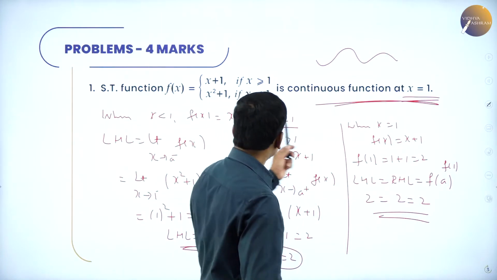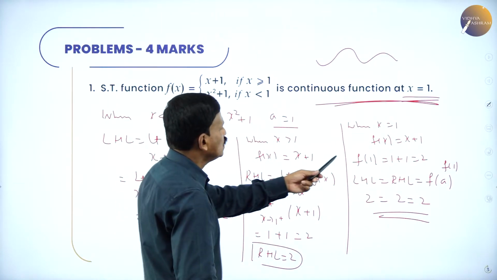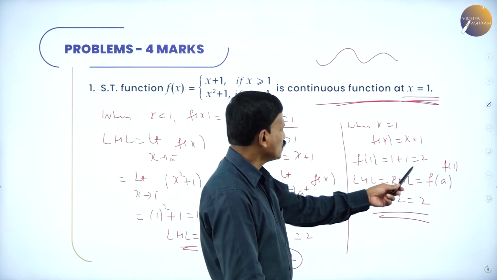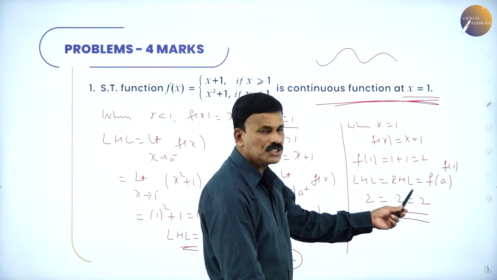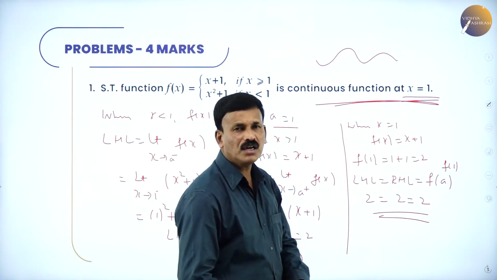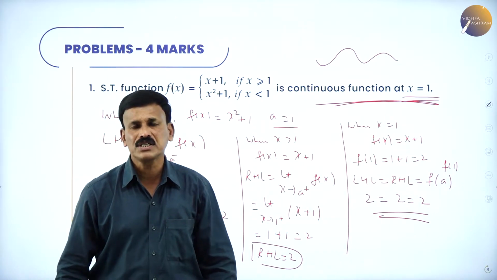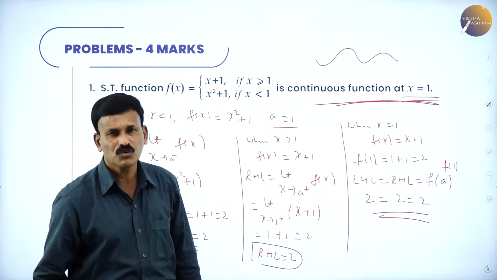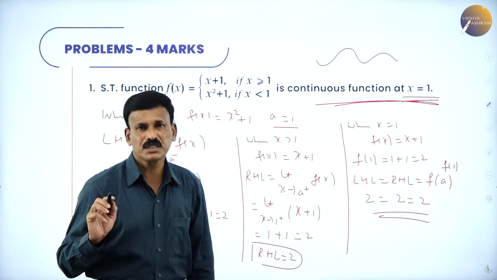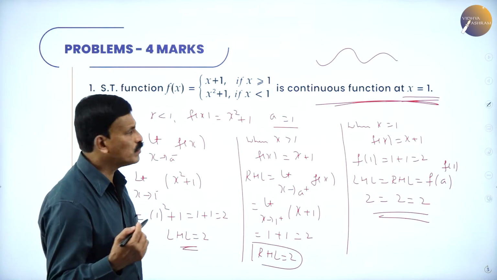When x is equal to 1, f of x is equal to x plus 1. Therefore, f of 1 is equal to 1 plus 1, which is 2. So, left hand limit is equal to right hand limit is equal to functional value: 2 is equal to 2 is equal to 2. Therefore, f of x is continuous at x equal to 1. Followed? Very important problem. Now, let us come to the next problem.